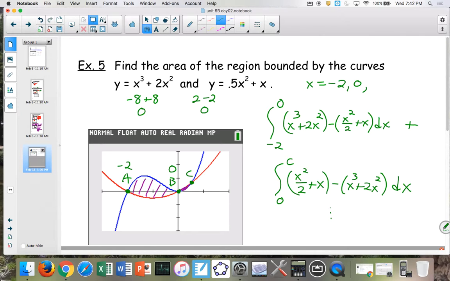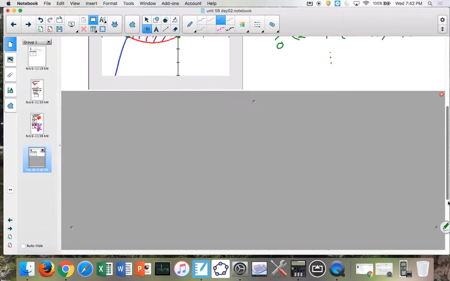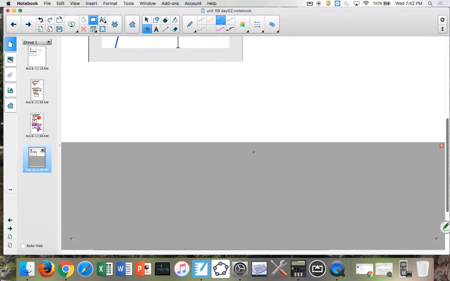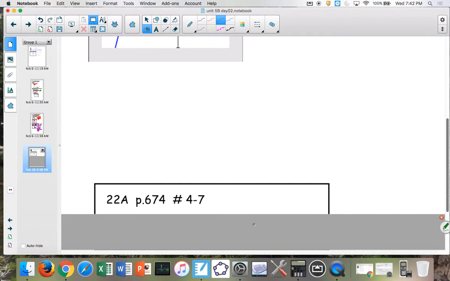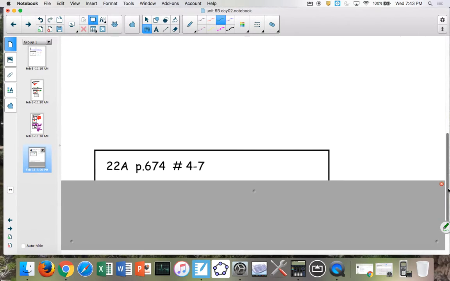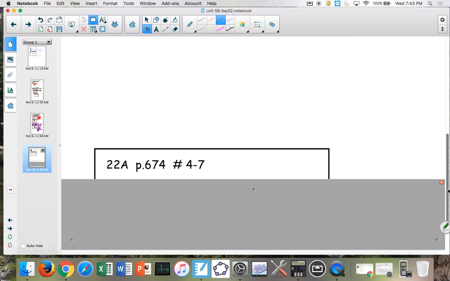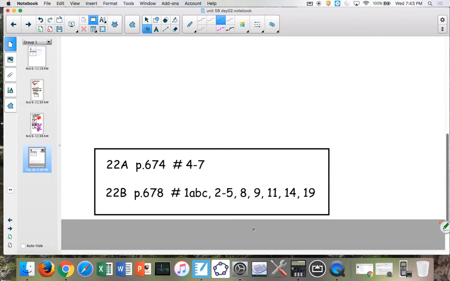The assignment for today are problems out of section 22A, which is a continuation from the other day, and then some problems from 22B.